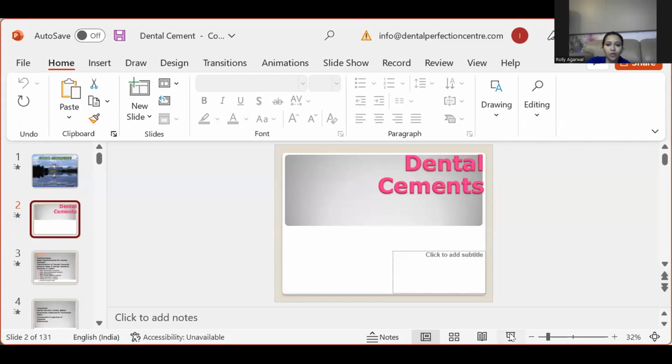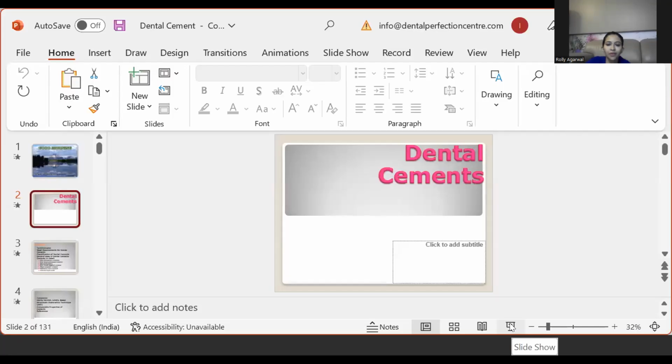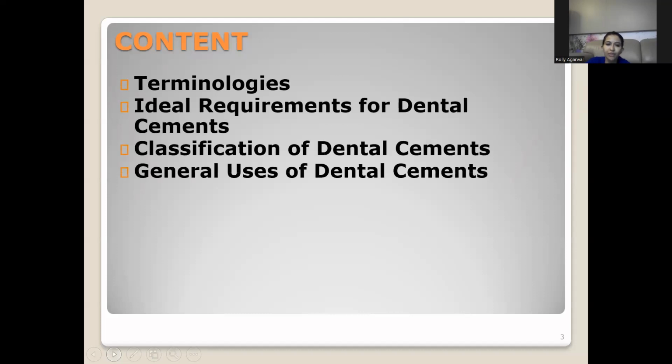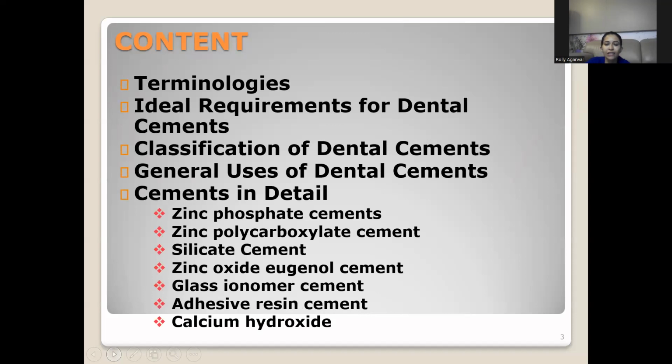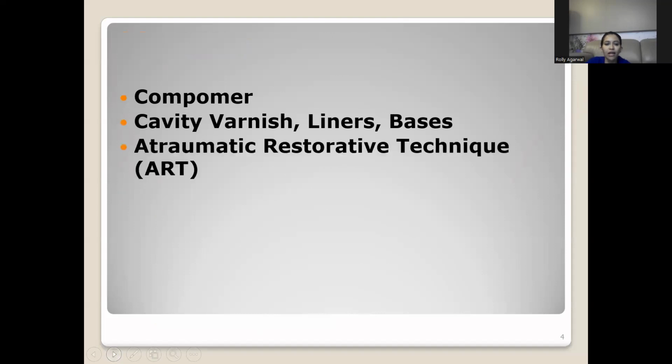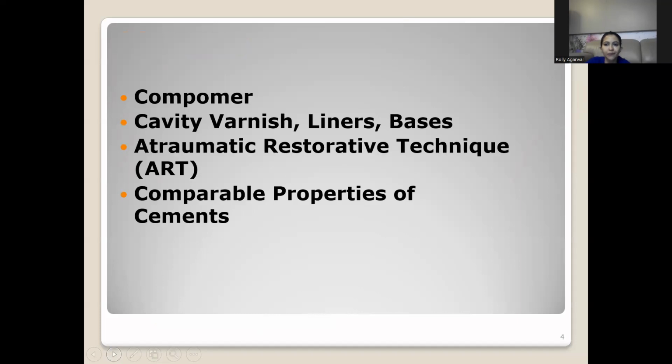So today's module is about dental cements, which have various restorative applications and also as luting agents, and they form a very important part of the materials available in dentistry. So today we are going to cover the essential definitions, the ideal requirements, classifications for different cements, the uses, and then individual cements in detail. Compomers and then uses of cements as pulp protecting agents and atraumatic restorative techniques.